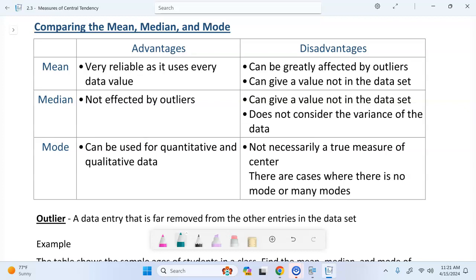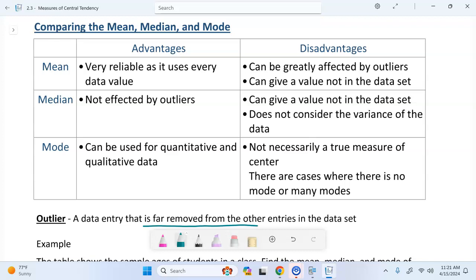However, the mean has a big disadvantage when we have outliers. An outlier is any data entry that is far removed from the others, something that is far away from typical. Mean's not going to be very effective there.